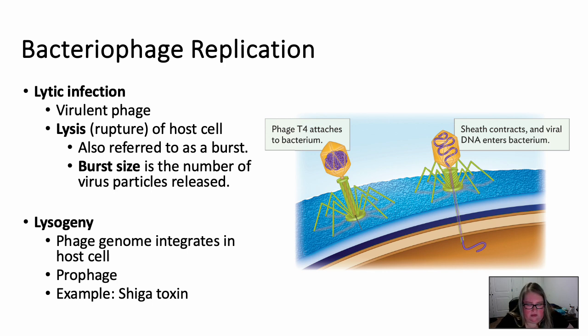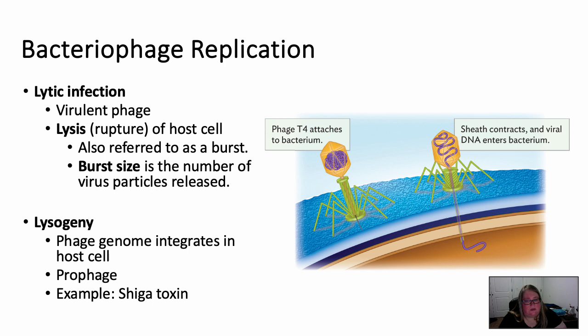Now, the other half of the bacteriophage's replication cycle is the fact that it can go into the lysogenic or lysogeny cycle. This is when the phage genome is going to integrate with the host cell. When it does this, it goes into what is called a prophage state. When it's a prophage, it has the capacity to make new phage particles, but it's just not happening. It's just sitting there not replicating.